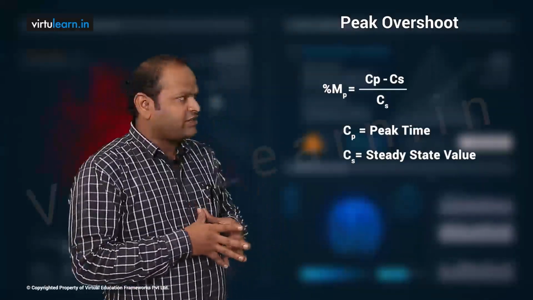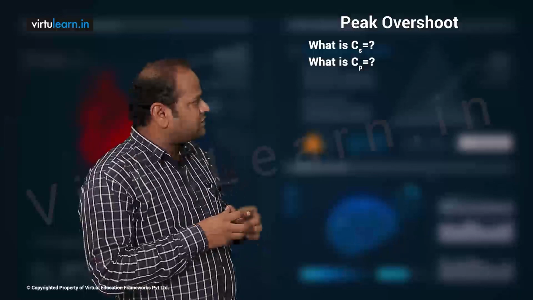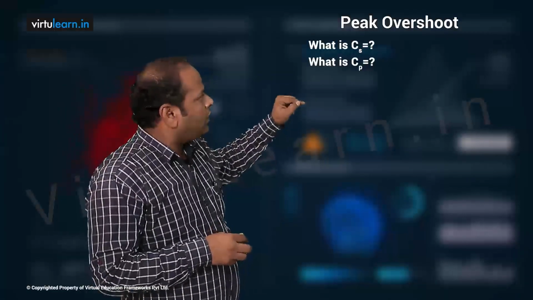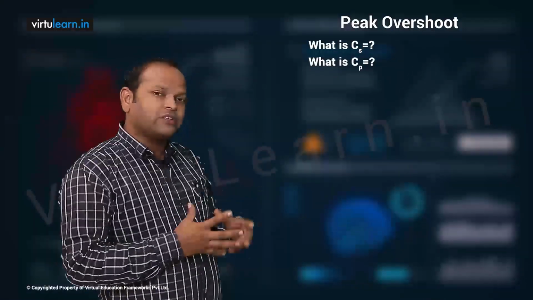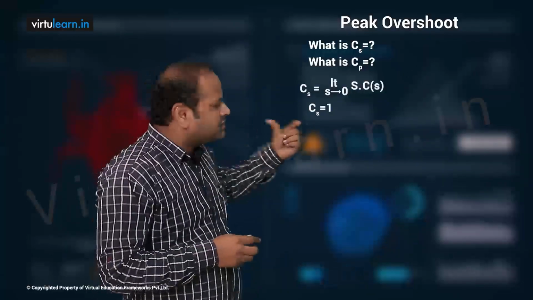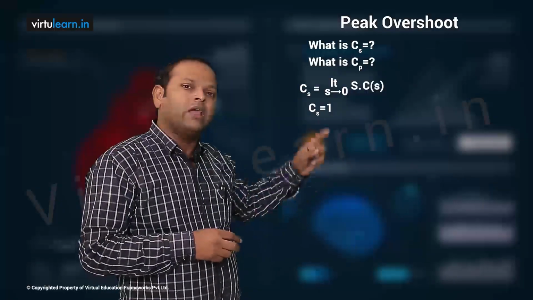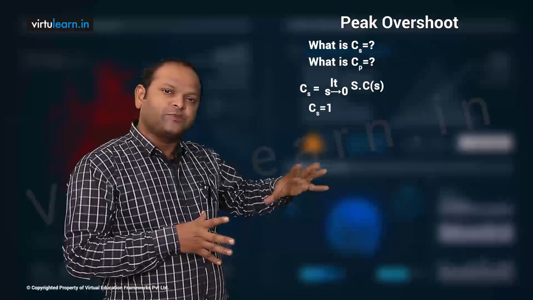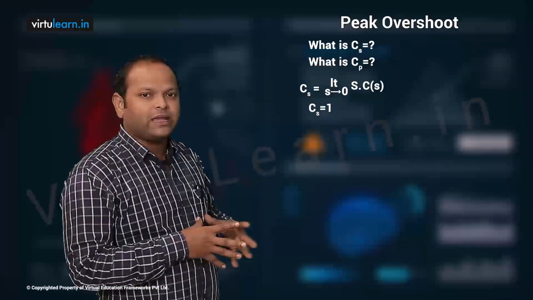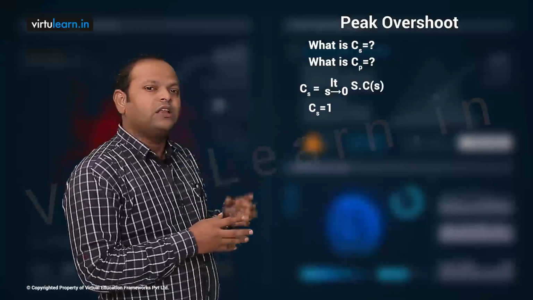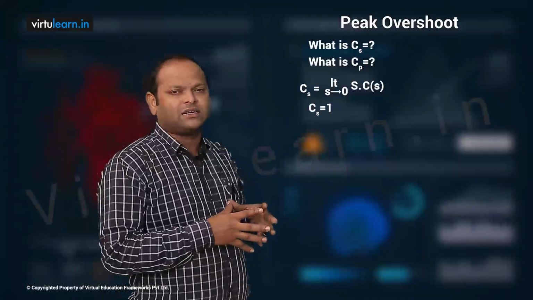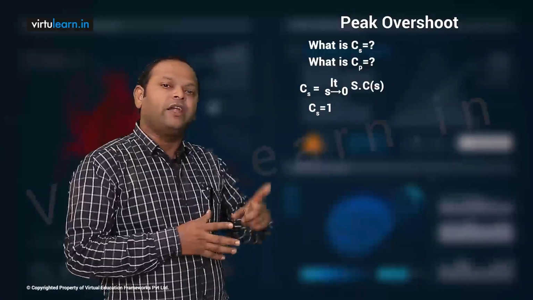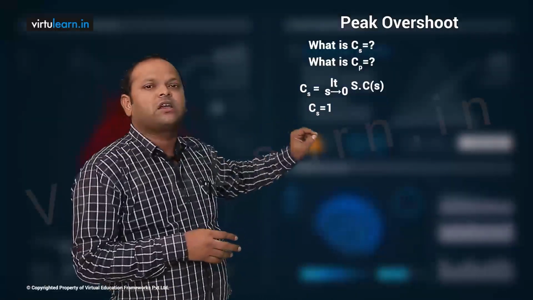Now I want to derive the expression for it. If you want to derive the expression, there are two things we need to find: the steady state value and the peak value. Steady state is very simple. We can use the final value theorem to get it. So CS is equal to limit s tends to 0 of s into C of s. The C of s expression is already available. When you substitute and operate the limit, you will get the steady state value. And we know the steady state value for a standard second order underdamped system, when you apply the unit step, is going to be 1. So CS value is 1.